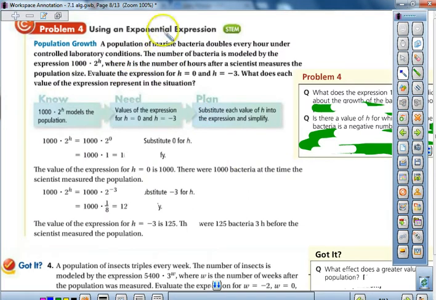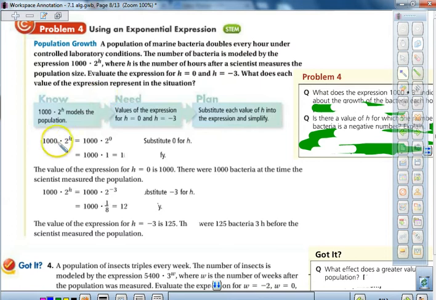The last part is using exponential expressions when we're looking at a problem. So if the population of the marine bacteria doubles every hour under controlled laboratory conditions, the number of bacteria is modeled by the expression 1,000 times 2 to the h, where h is the number of hours after the scientist measures the population size. If you're going to evaluate h to the 0 and h to the negative 3, what does each value represent?